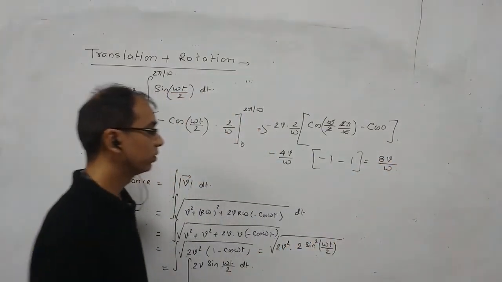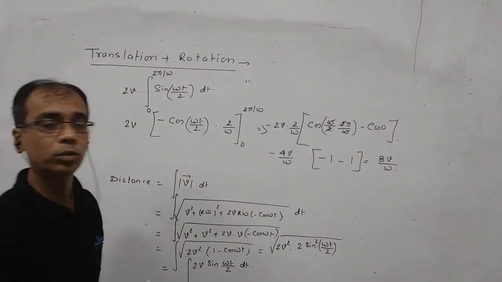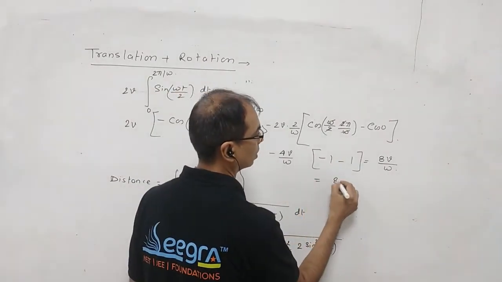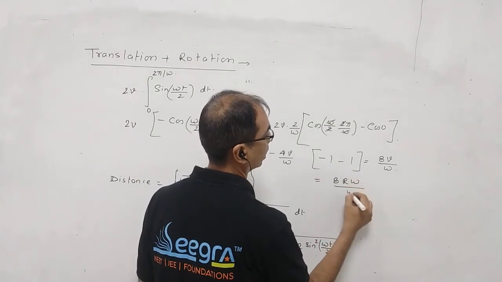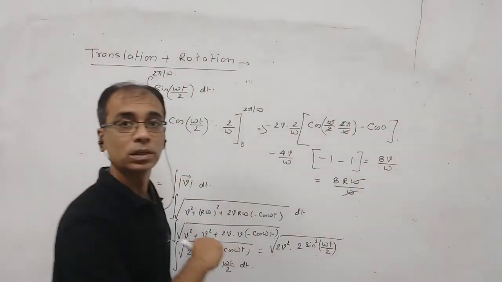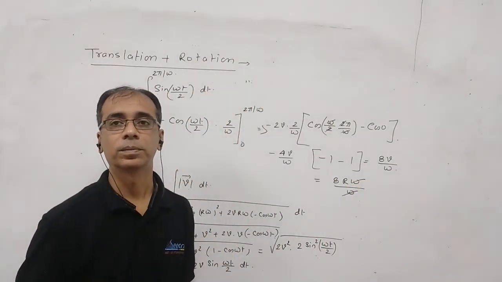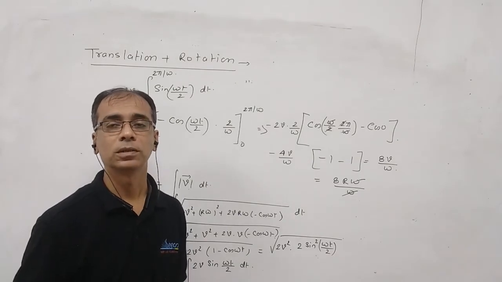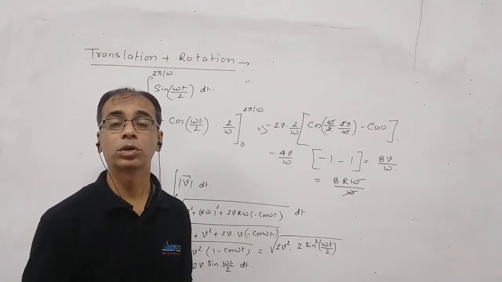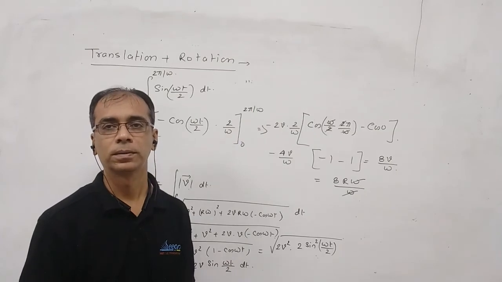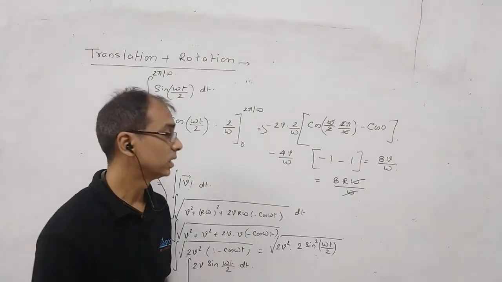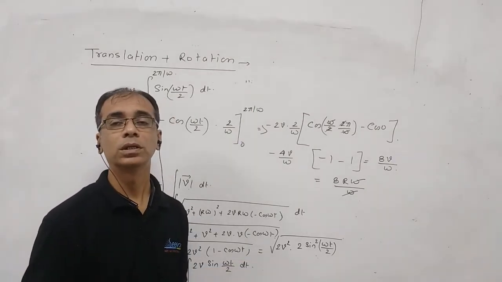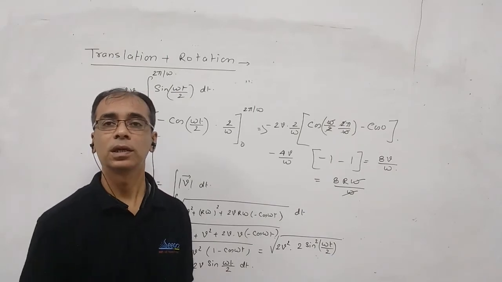But we already have taken V equal to R omega. Put it here: R omega by omega. So the distance that the particle is traveling in this pure rolling case, in which V equal to R omega, is 8R. The total distance traveled by the particle is 8R.